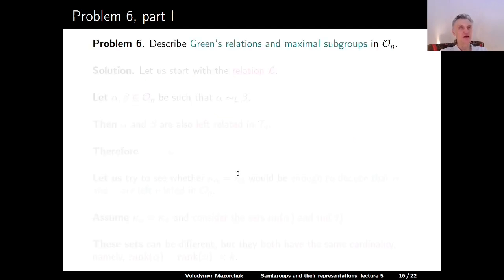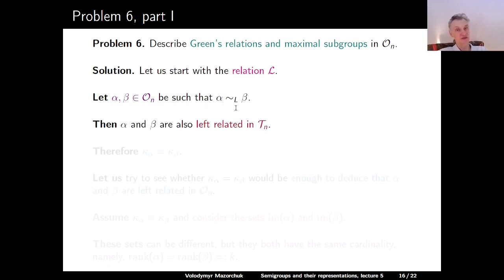Problem 6. Describe Green's relations and maximal subgroups in O_n. Solution. Let us start with the left relation L. Let alpha and beta be two elements in O_n which are left related. Then they are also left related in the full transformation semigroup. In particular, the kernel of alpha is equal to the kernel of beta.